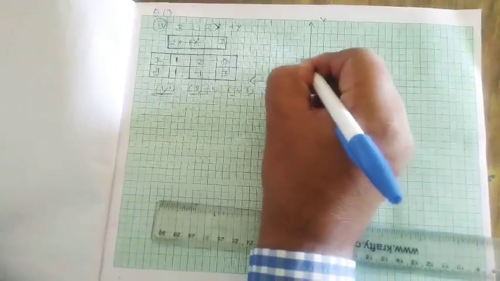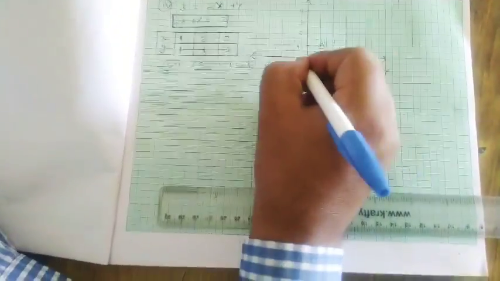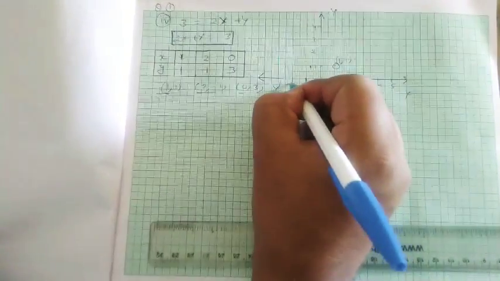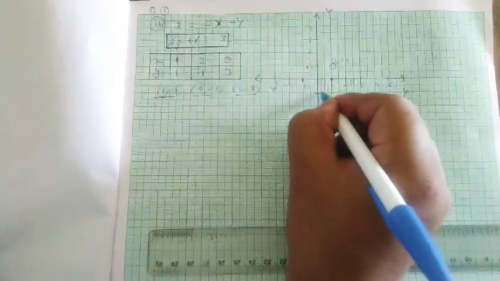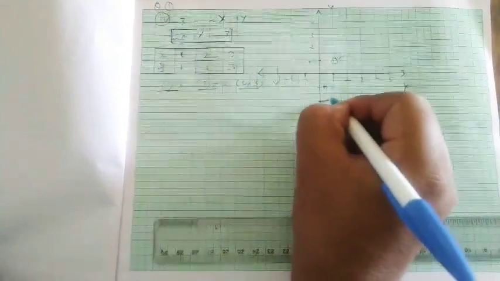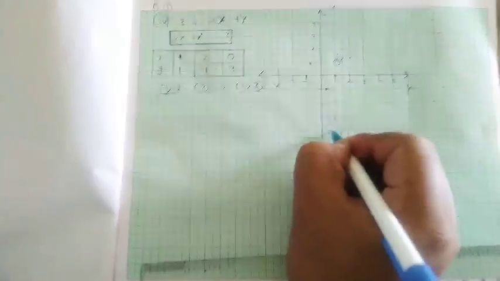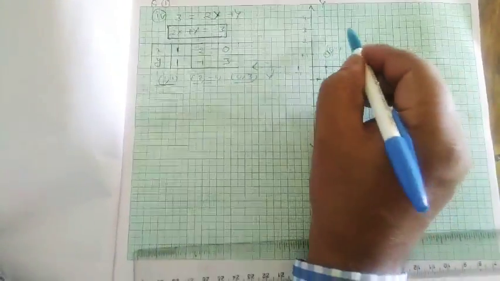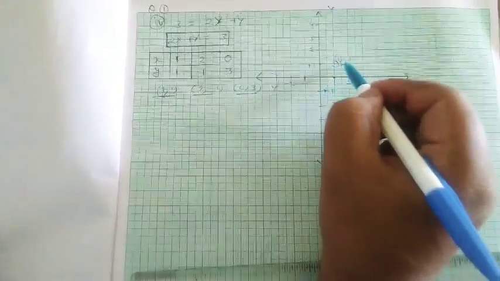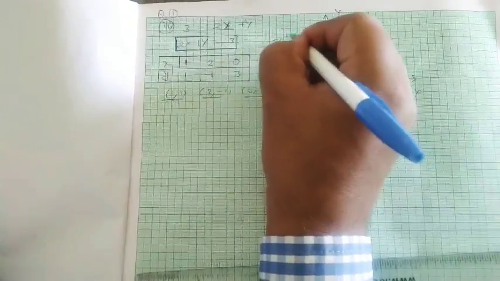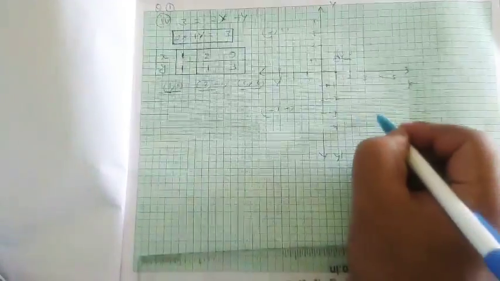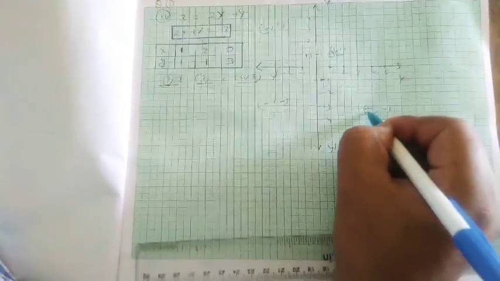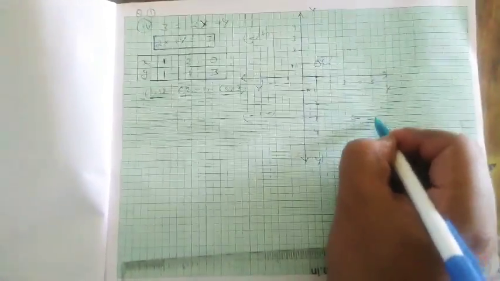+1, 2, 3, 4. This will be -1, -2, -3. This is -1, -2, -3, -4. In coordinate geometry, the third chapter, you have studied about this. In this quadrant, both the coordinates are positive. In this quadrant, the first coordinate is negative, the second is positive. In the third quadrant, both the coordinates are negative. In the fourth quadrant, the first coordinate is positive and the second is negative.